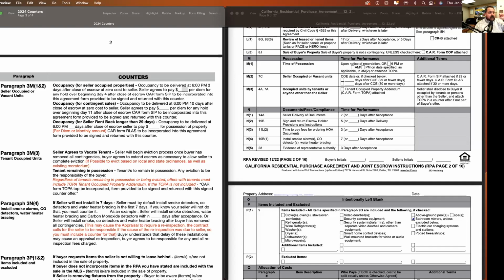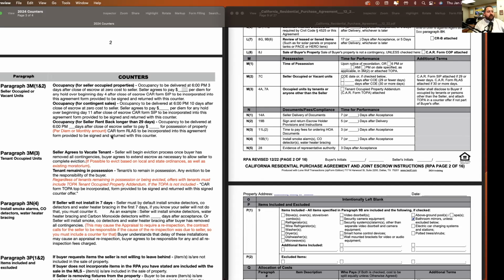So occupancy to be delivered at 6 p.m., 10 days after close of escrow at 0 cost to seller. Seller agrees to pay, again, the per diem for any holdover beginning on day 11 after close of escrow. CAR form SIP to be incorporated into this agreement. Form provided to be signed and returned. Now, remember, the SIP is good for 29 or fewer days. If we go past that 29 days, it goes to 30 or more, then we have to use the RLAS, and that's what this next counter is.